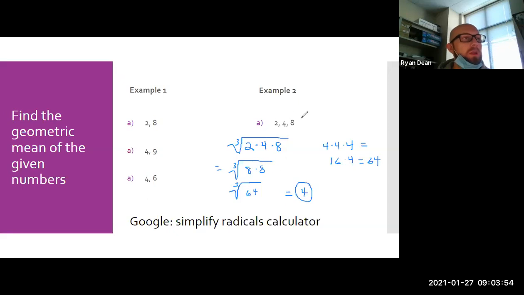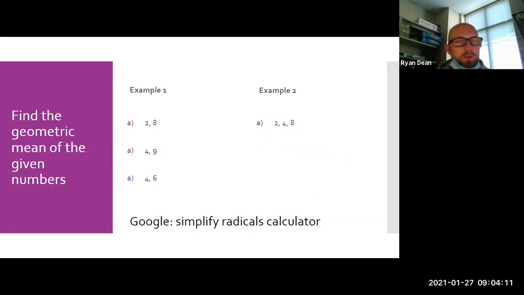So if you have 3 numbers like we have here in this example, it's best to use a radicals calculator, but we're not going to focus too much on these that have 3 numbers. The geometric mean that we're going to be focused on is mainly just going to be sets of 2 numbers.